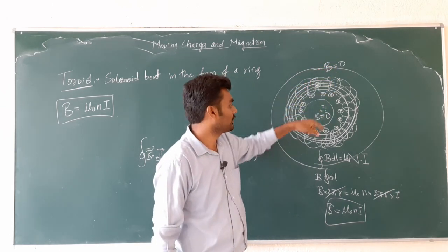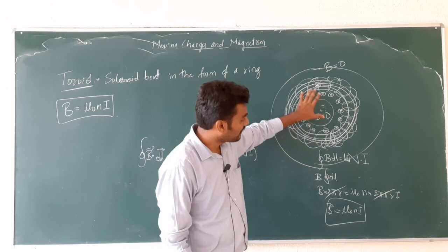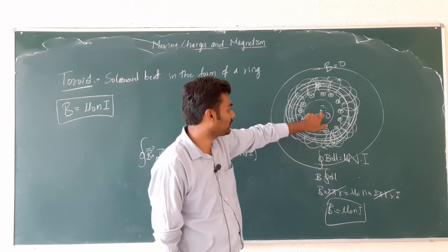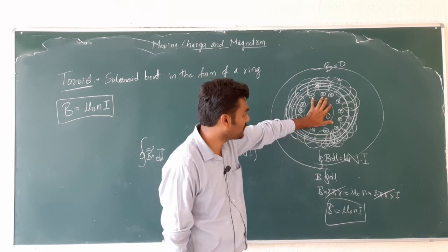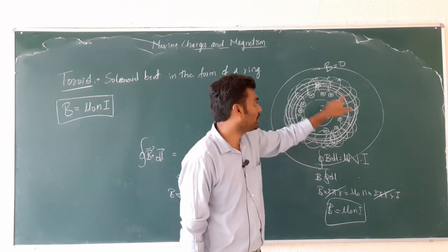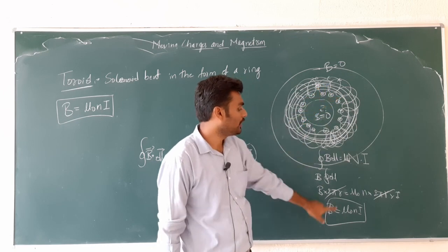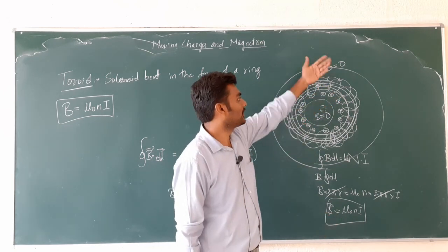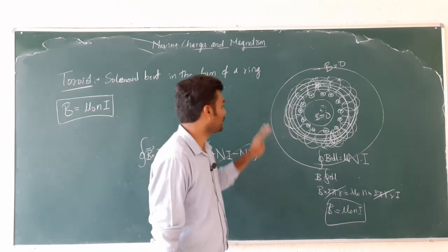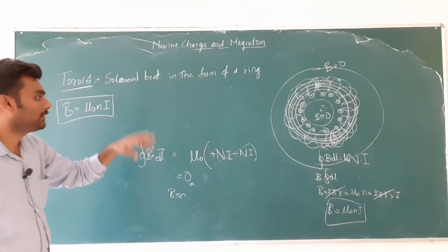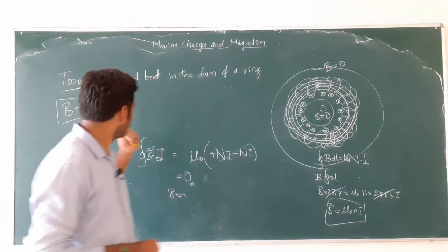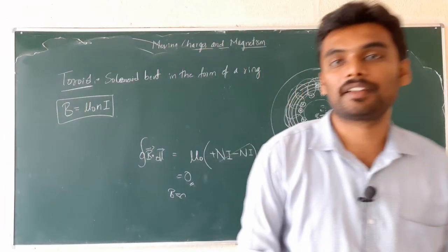So this is very important. In the empty space, the internal space of the toroid, the magnetic field is 0. Inside the coil of the toroid, the magnetic field is mu naught Ni, and outside the toroid, the magnetic field is again 0. These points are important: what is the magnetic field at different points chosen? So this is about the toroid.